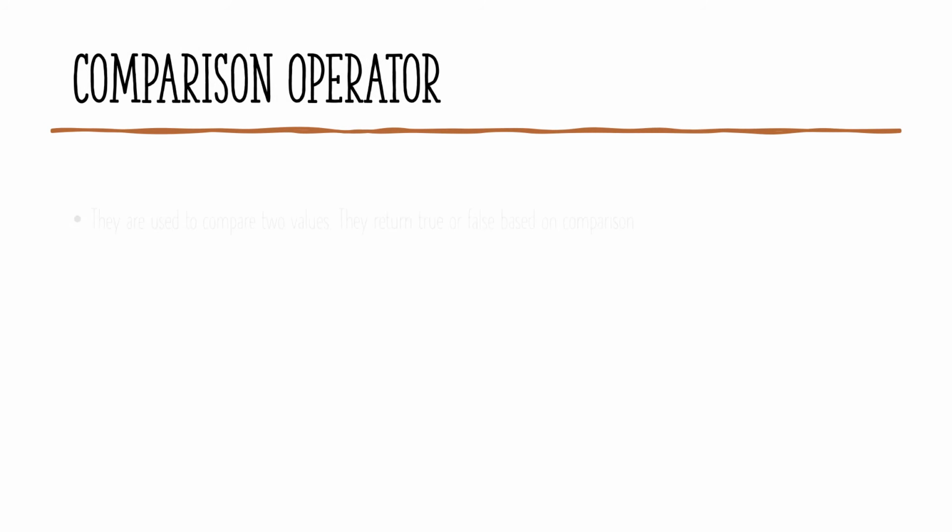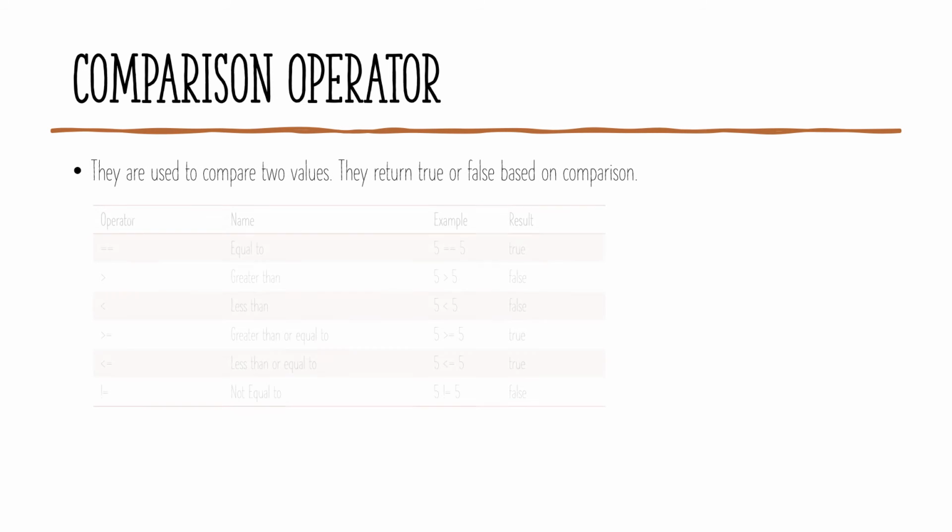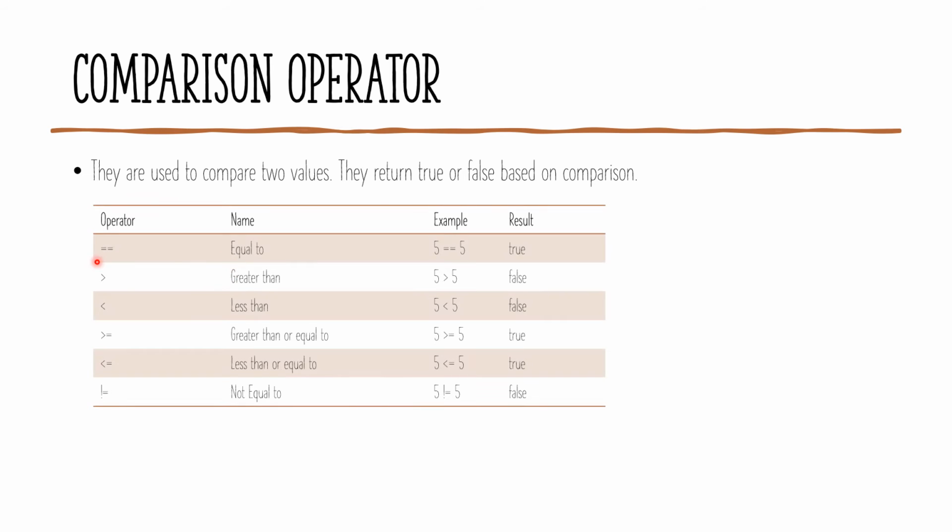Comparison operators are used to compare two values. They return true or false based on comparison. Examples: equal to operator, greater than operator, less than operator, greater than or equal to, less than or equal to, not equal to.